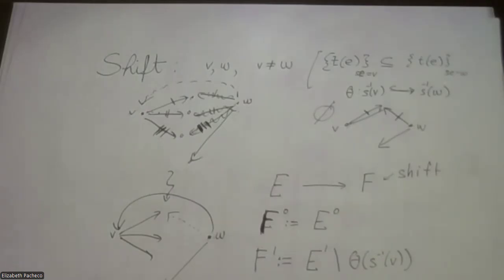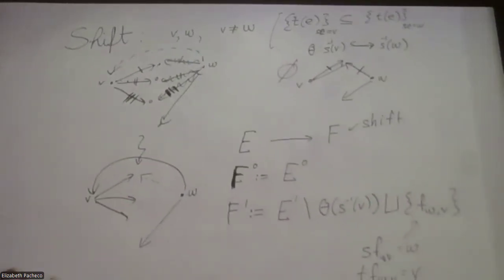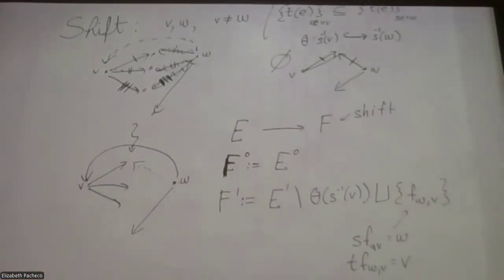You remove these arrows. So remember, when I map it over with theta, they are now starting at W. I erase those arrows and I replace them with a single arrow, f, starting from W and going to V. So I should tell you that the source of this guy is W, the target of this guy is V. And hopefully realize that that actually needs to be made visible.